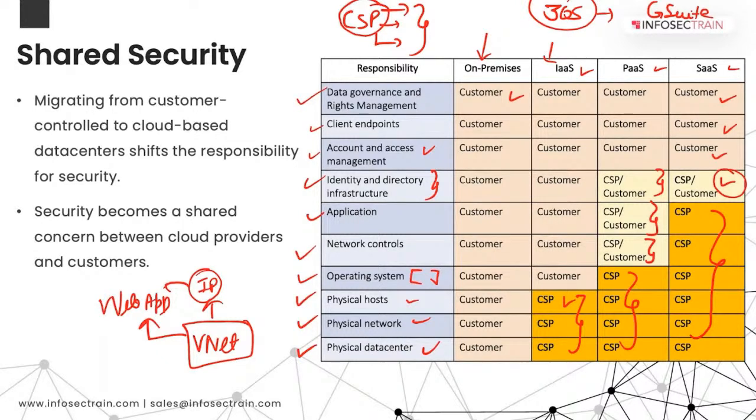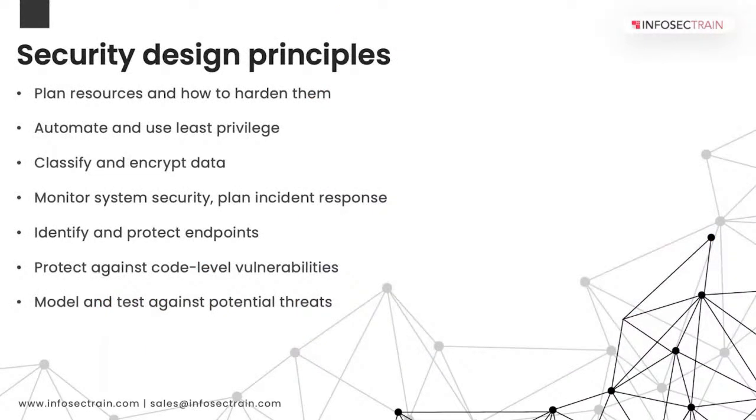Now, we will be talking about some of the security design principles. The first thing is to plan resources: how and what resources you require, and then how to harden them. Hardening, I think all of us know, if I'm talking about OS hardening, close all unnecessary ports, stop all unnecessary services. Those kinds of things we will do so that our operating system has all the proper security configuration. So first, you have to plan what resources I require if I want to deploy my web app on the cloud, and how I'm going to deploy them.